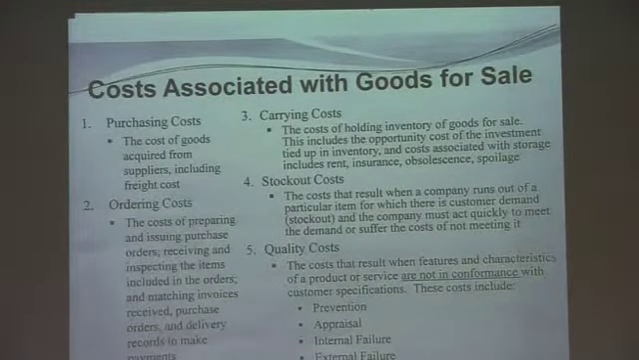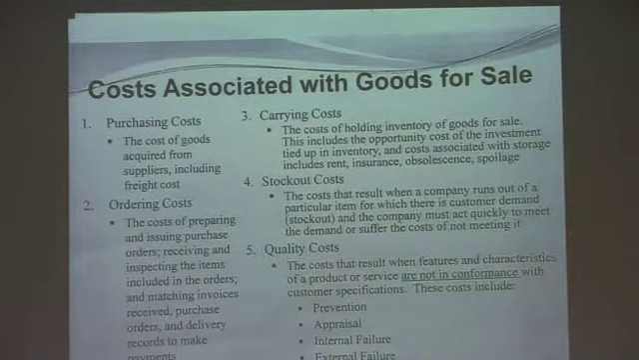So the first one is purchasing. The cost of goods acquired from suppliers, including the freight cost. So that's a liability to perhaps a department. It could include the cost of the department of sourcing the products, perhaps.